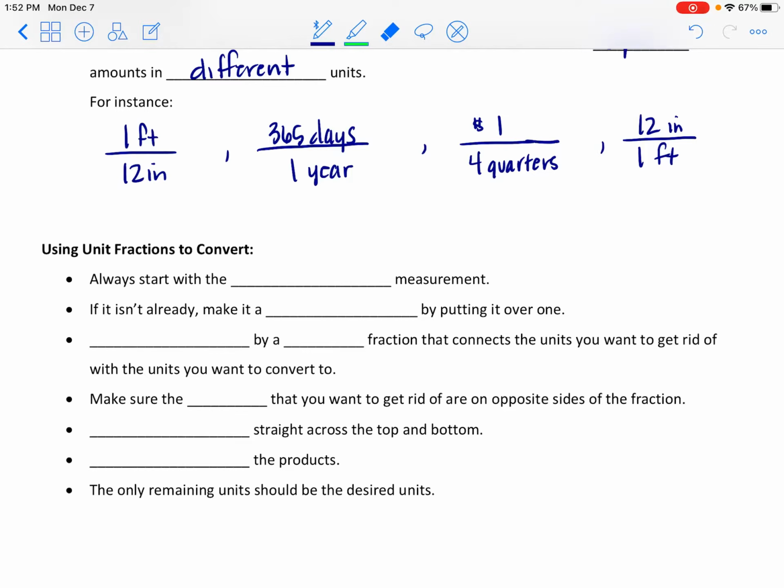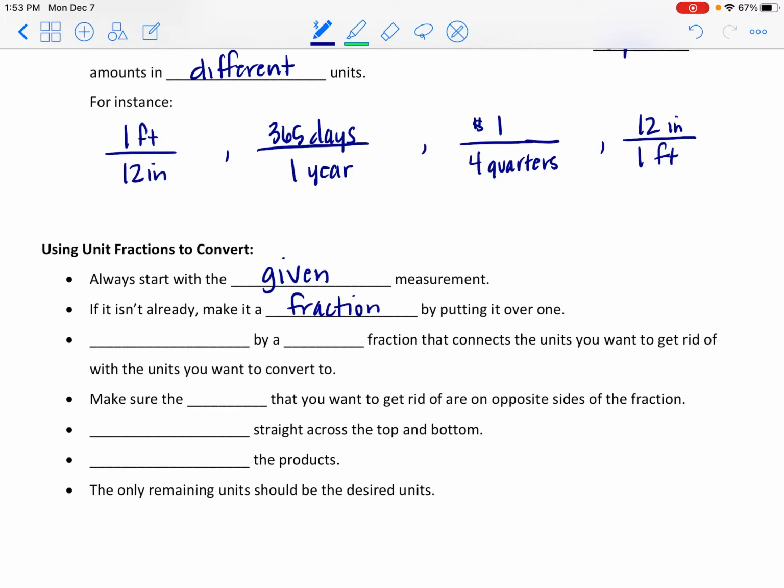So if you're going to use a unit fraction to convert in this process that we call dimensional analysis, you're always going to start with the given amount. What amount are you given? What's the given measurement that you are starting with? And now this isn't required, but this is how I like to organize it, and I think it will be helpful for you as well. If it isn't already a fraction, make your given original initial measurement a fraction, and we make a number a fraction by putting it over 1.